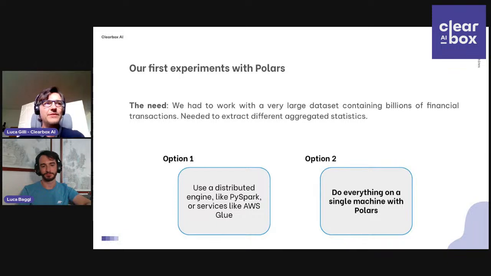Our only option would have been using some distributed engine like PySpark, or maybe working in a serverless way on AWS, for example, with Glue. But it adds a layer of complexity that we really didn't want to have at the beginning, when we're doing data exploration. And that's what really drove us to Polars, because it allows us to use a different option: start working on our own single machines, and it did work.